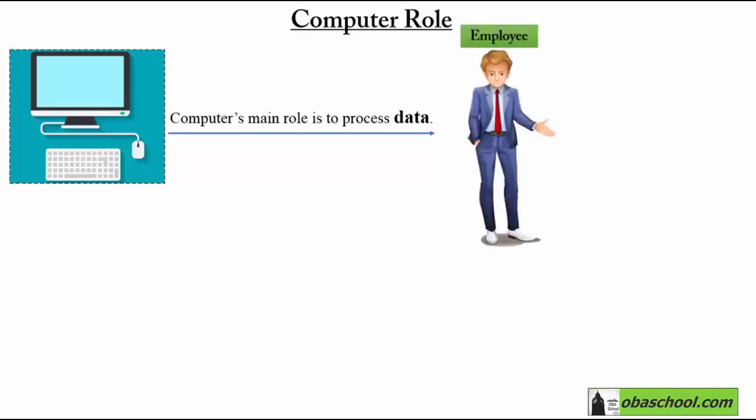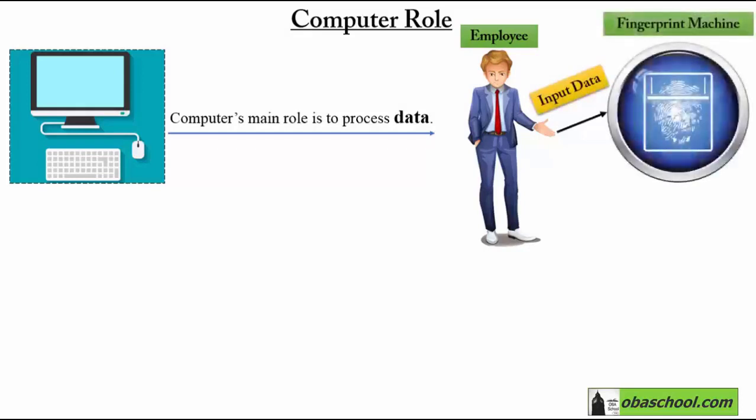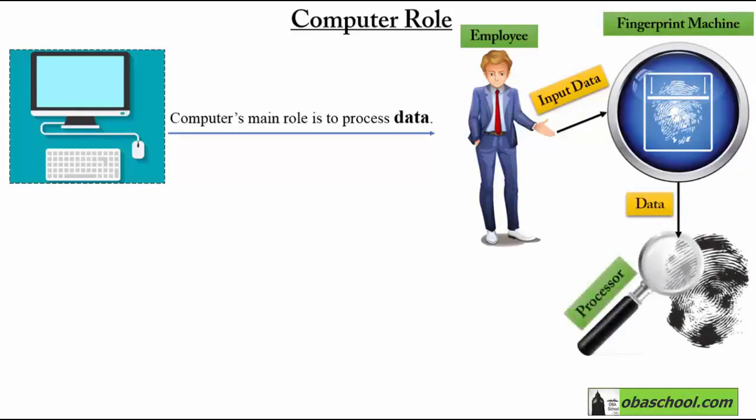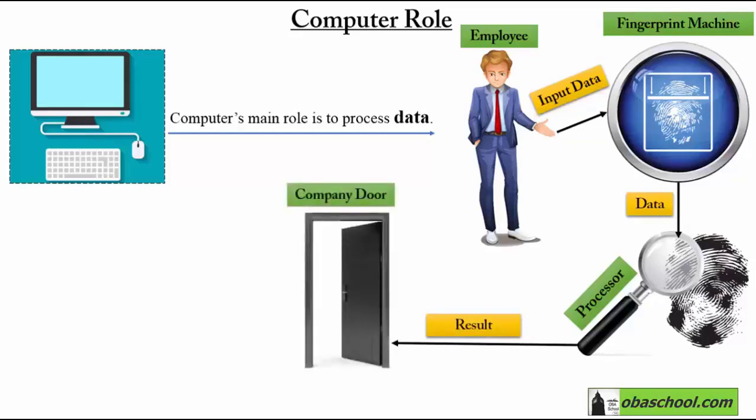I'm going to give you an example here. Let's take this employee that is going to the company. On his first day, he has his input data, which is his fingerprint. He puts his fingerprint on the fingerprint machine. The machine processes the data, which is the image of his fingerprint. After it's processed, it knows that this is the employee that works in that company, and the result is sending a message to the door to open.